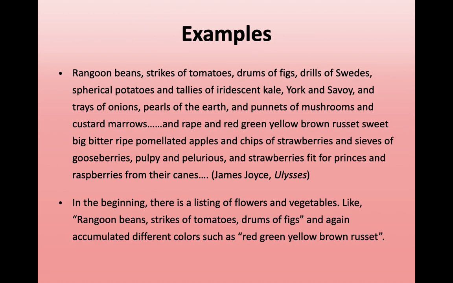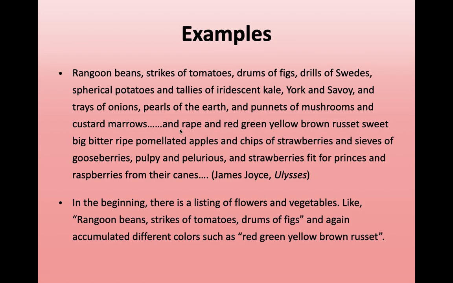Let us come to examples. This is from James Joyce's Ulysses. "Rangoon beans, strikes of tomatoes, drums of figs, drills of Swedes, spherical potatoes and tallies of iridescent kale, York and Savoy, and trays of onions, pearls of the earth, and punnets of mushrooms and custard marrows." See, the list goes on and on.